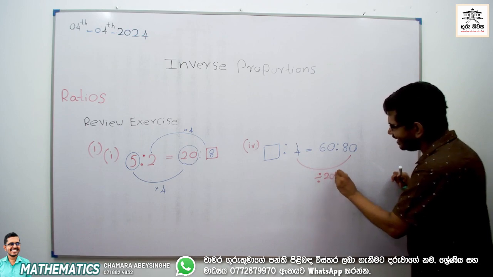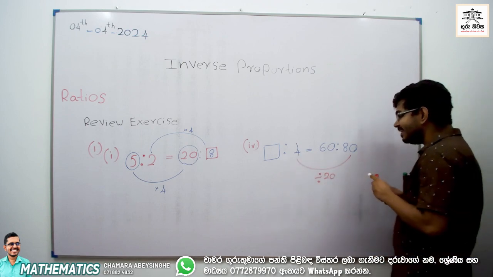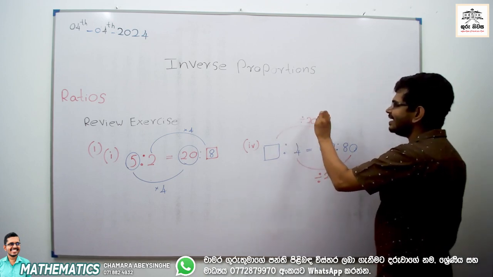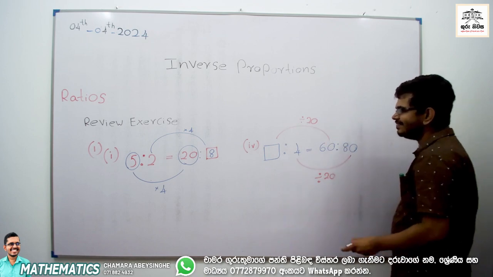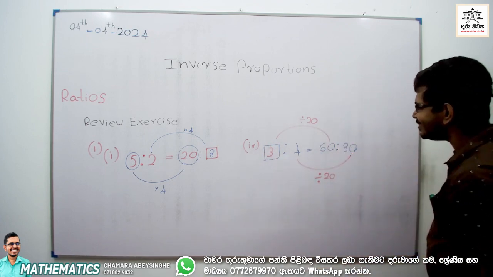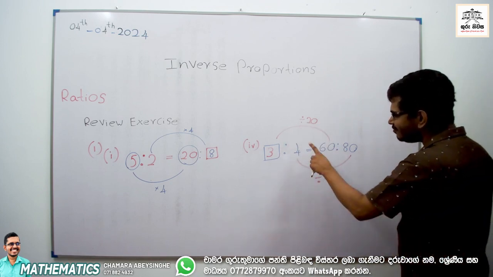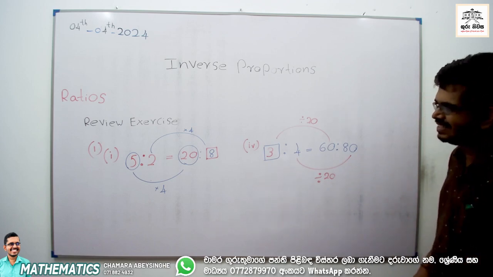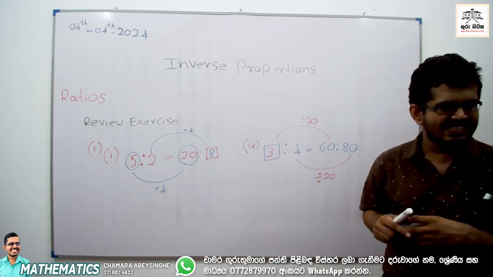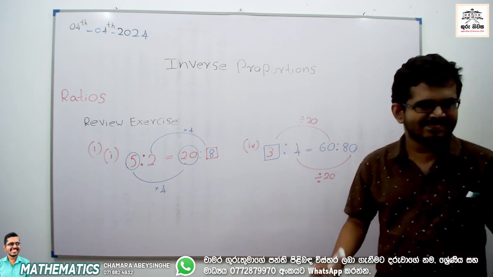80 divided by 20, 4 is the answer. And definitely 60 also we should divide it by 20. 60 divided by 20, 3 is the answer. Yes. And reverse also we can check. 3 times 20, 60 is created. 4 times 20, 80 is created. And these two example, student, did you understand? These are very easy one. Yes, sir. Okay. Yes. No problem.